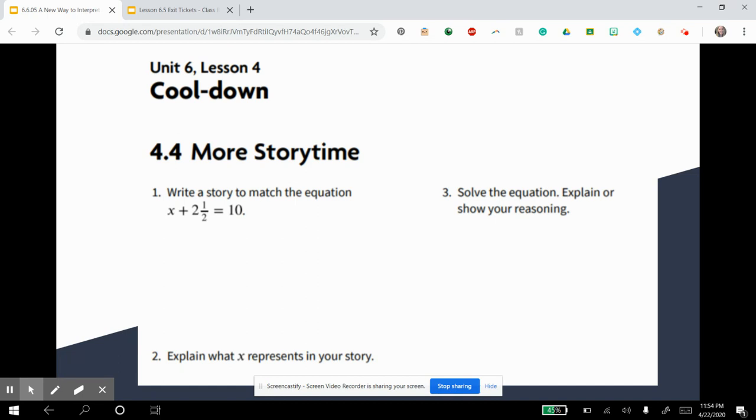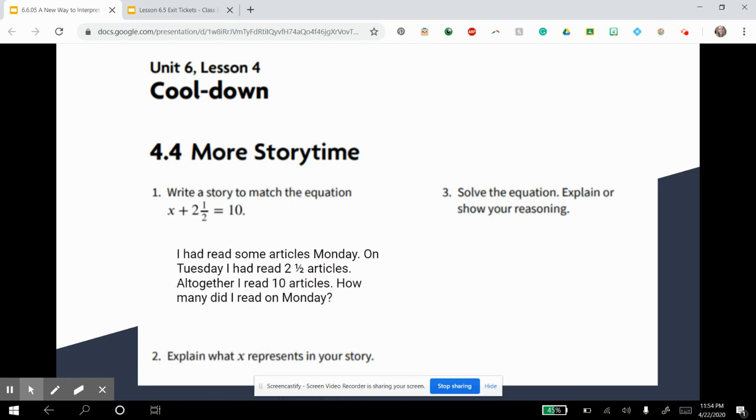Okay, so let's go over that exit ticket. And again, make sure you go back and check your feedback on that. Most of you guys did an excellent job. So the first task you had to do is write a story to match the equation. When I say story, I mean a word problem. So I wrote one. I had to read some articles Monday. On Tuesday, I had read 2.5 articles. Altogether, I read 10 articles. How many did I read on Monday? That is what I would need to solve there, right? That would be my x.